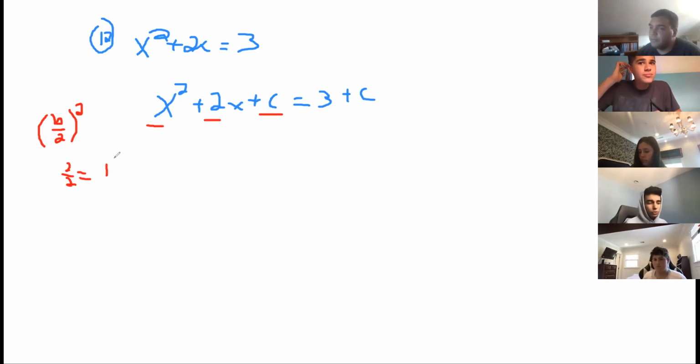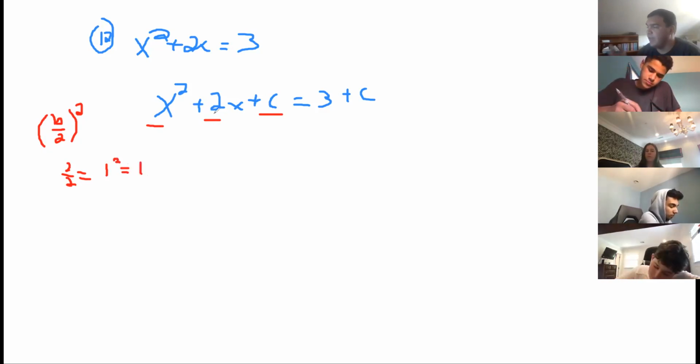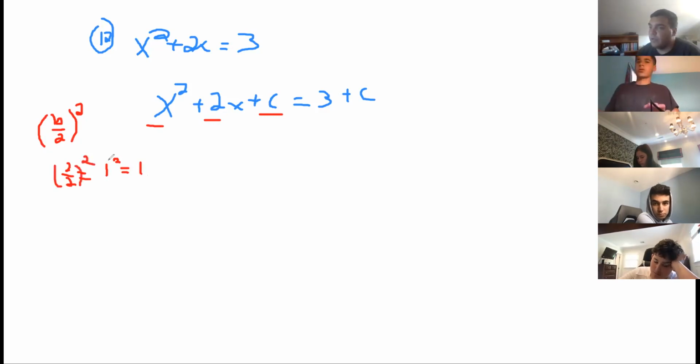Wait, what did you do? Sure. So what I did is I identified my b, which is 2, the one next to the x, right, Jonathan? Then I plug in 2 for b. 2 divided by 2 is 1, and then 1 squared is 1. So my letter c will become the number 1.